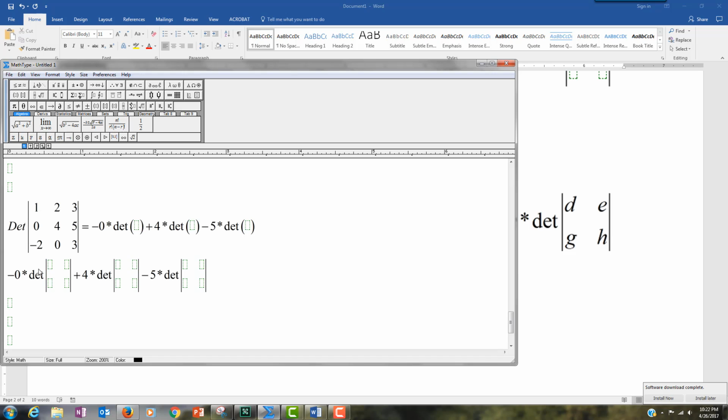Okay, so where the 0 is at, I'm going to ignore the row and column that has the 0 in it, and I'm just going to write down the other numbers. So for the 0, that would be 2, 3, and the 0 and the 3 on the bottom piece. For the 4, think of it like that cross in the middle, I want the 4 corner numbers: the 1, the 3, the negative 2, and the 3. And then for the 5, again, ignore the row and the column that the 5's in, and I want the other numbers, which are 1, 2, negative 2, and 0.